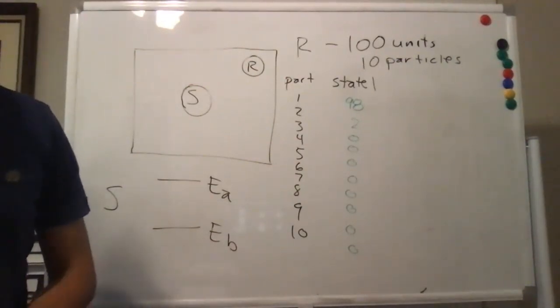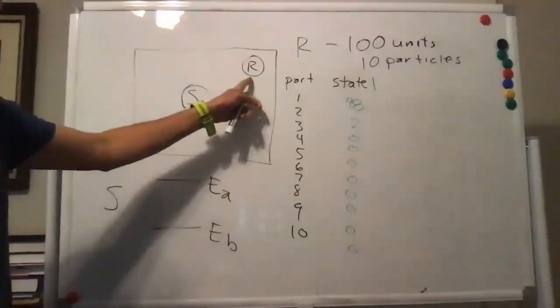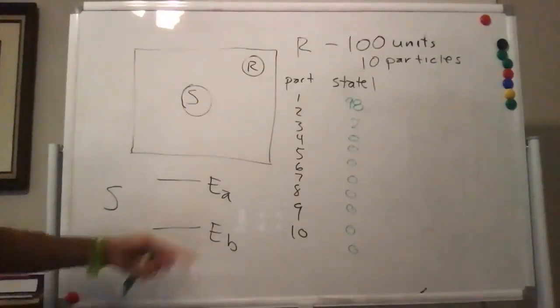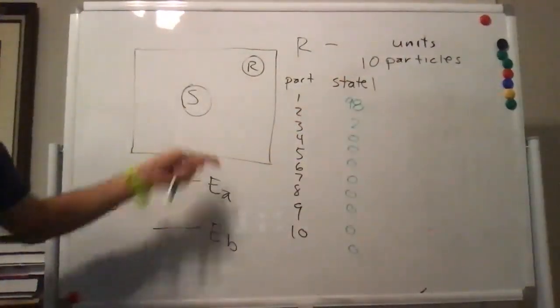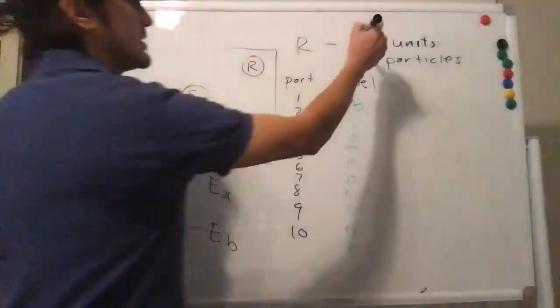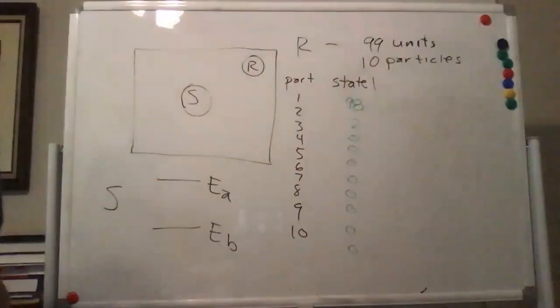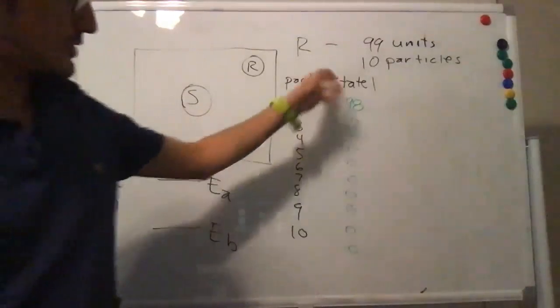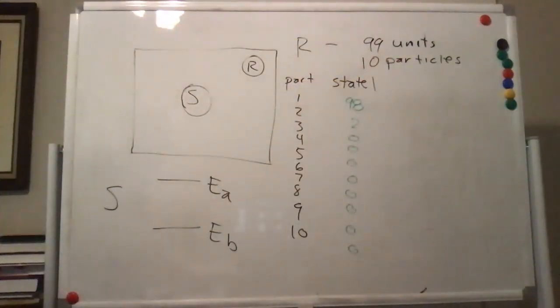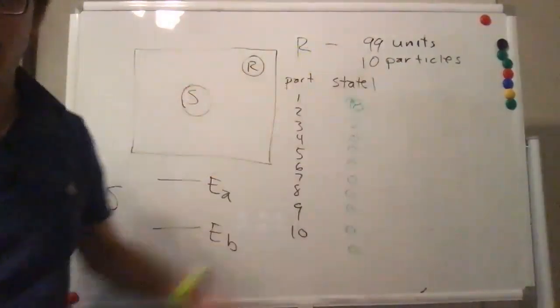So if the reservoir gives the system 1 unit, so that it can move from EB to EA, now the reservoir has only 99 units of energy. The number of ways in which we can arrange the 99 units among the 10 particles, is it greater than or lower than with 100 units?